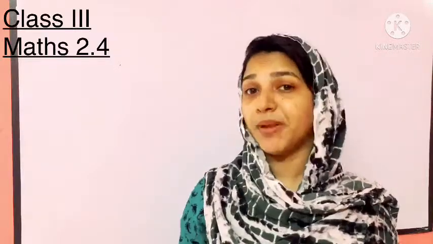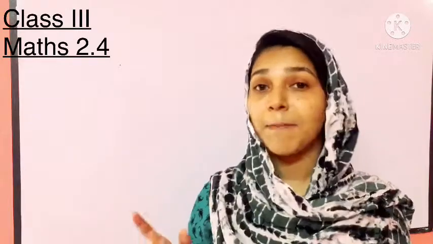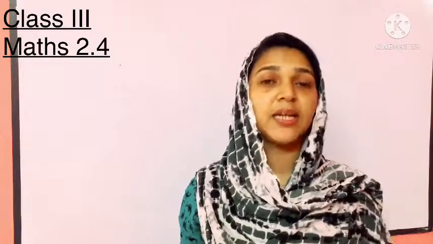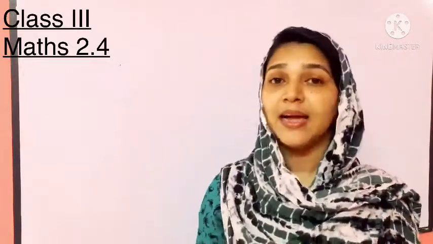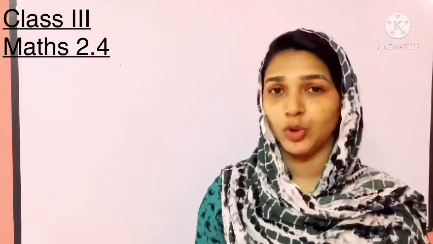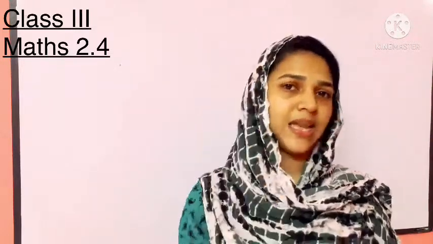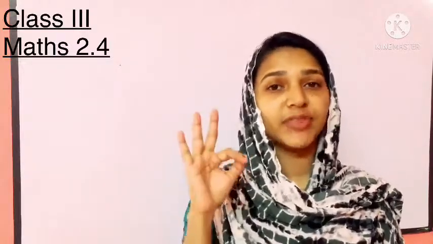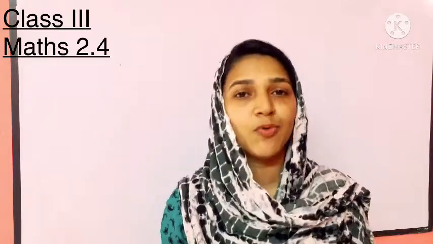Okay students, in the previous classes, we learned division by using multiplication tables. That is, by reciting the multiplication table of the divisor, we can find out the quotient. So in today's class we are going to study the division of 3-digit numbers by a single digit number. Okay, let's move on to the class.